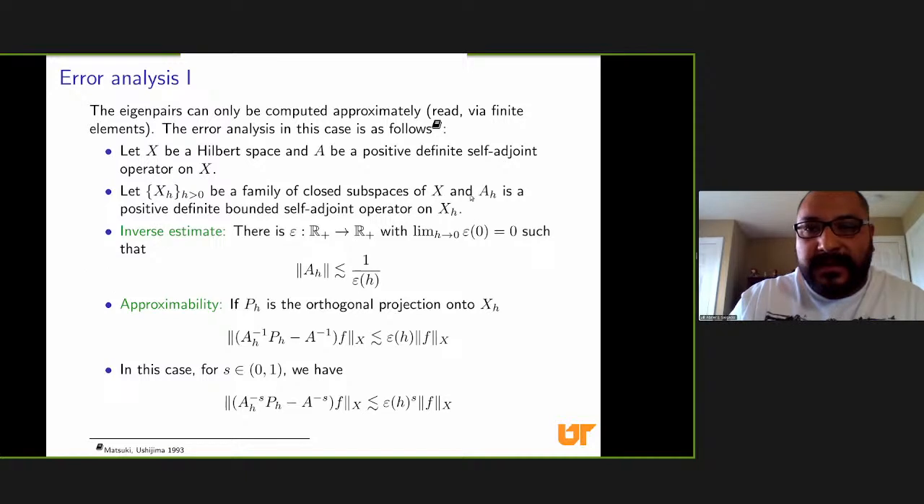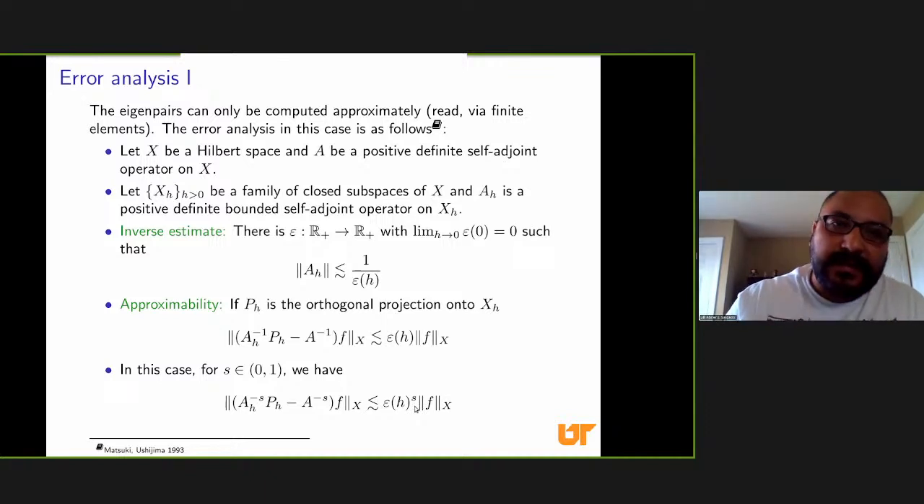And you assume that this operator A_H has some sort of inverse estimate. Since it is unbounded, there's a bound, but that bound may depend on H, the parameter of these subspaces. There is some sort of approximation property regarding the inverses of A_H with respect to the inverse of A in this sense. And in that case, they were able to show that if you compute on the subspace using this discrete operator, you'll get an error of power epsilon, that is the parameter that appears here, to the power s.